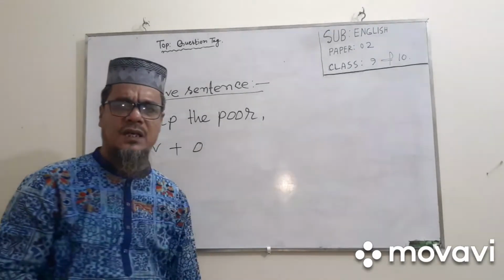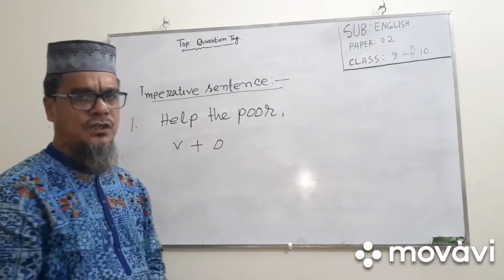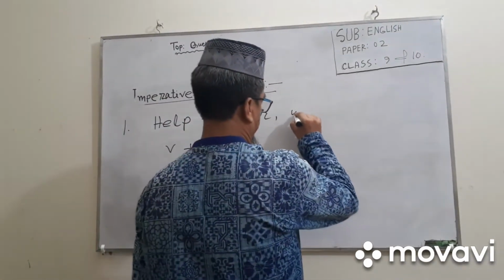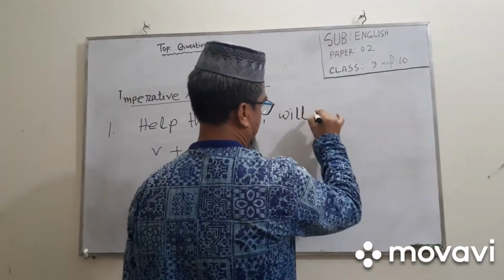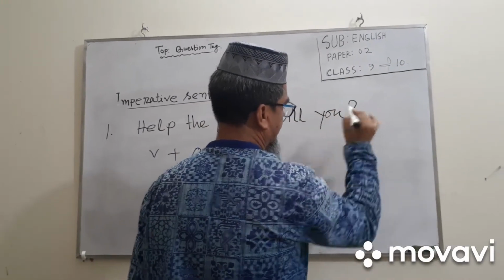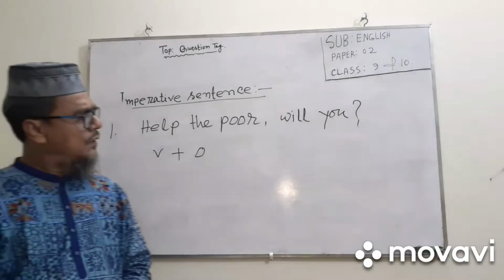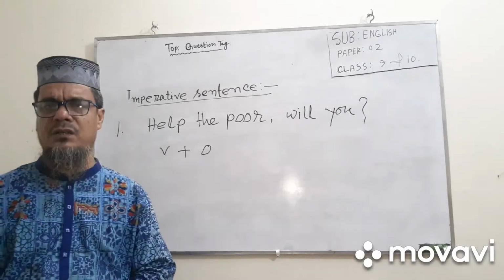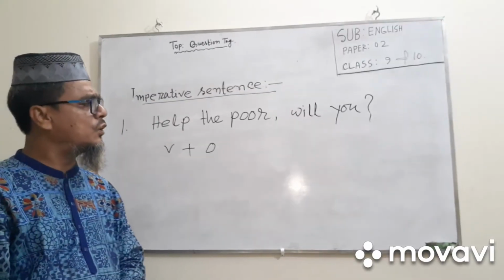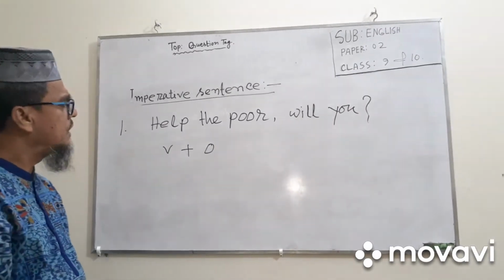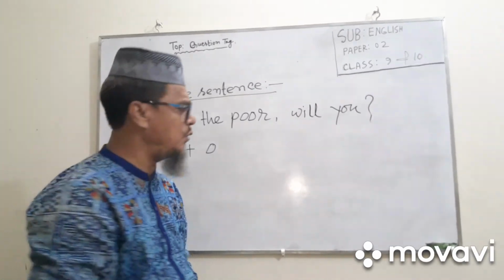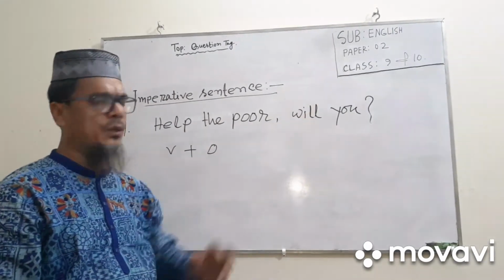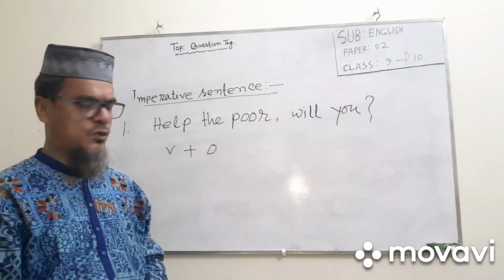If you see a sentence of this structure, you must use will you. You can write won't you, but I think that the most formal method is to use will you here. That means when we follow the structure verb plus object, we must use will you in the tag portion.